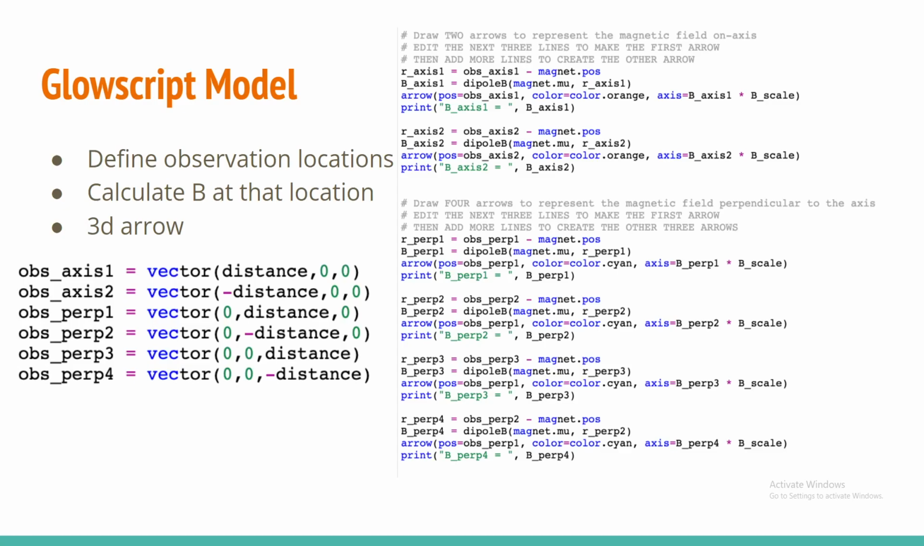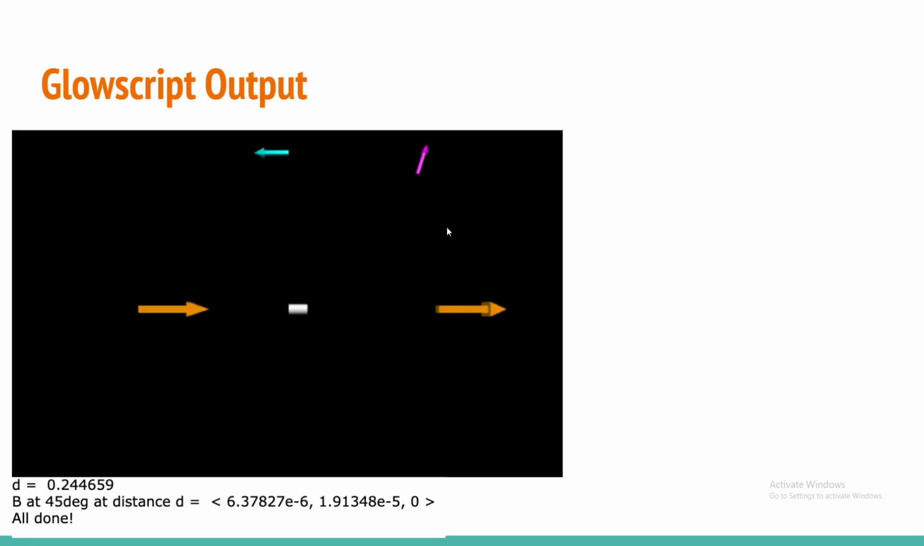And so I defined various observation locations and calculated B at those locations and created 3D arrows. I have observation perpendicular and observation axis based on various distances, and took those and made a bunch of R axis, B axis, and about 4 different arrows. And this was the GlowScript output. The magnet is in the center, and then you have the magnetic field direction and the other 2 arrows.